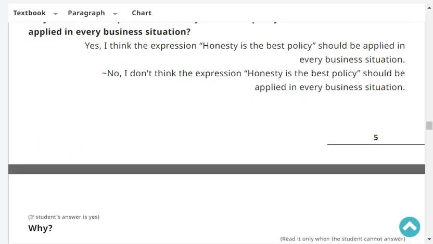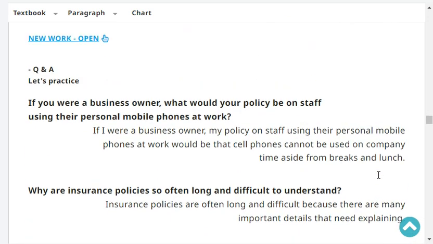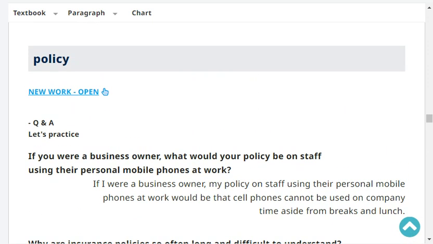Policy. If you were a business owner, what would your policy be on staff using their personal mobile phones at work? If I were a business owner, my policy on staff using their personal mobile phones at work would be that they are only allowed to use it during break time. Very good.